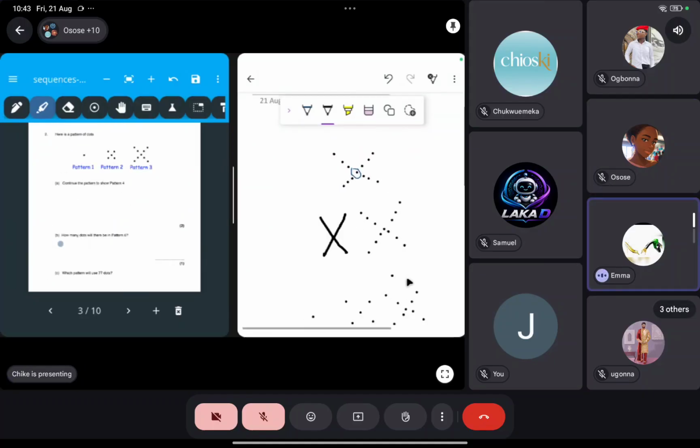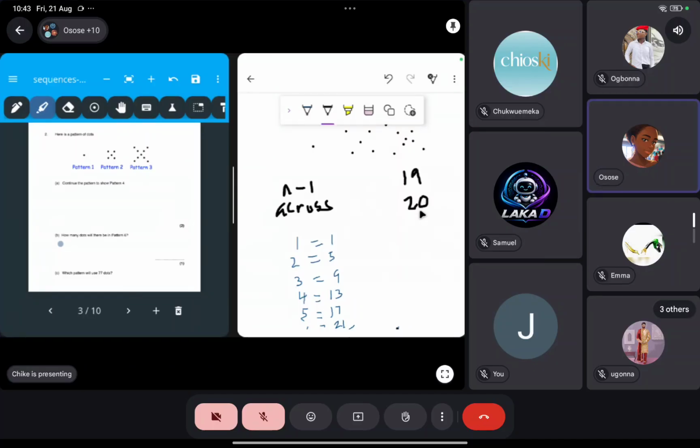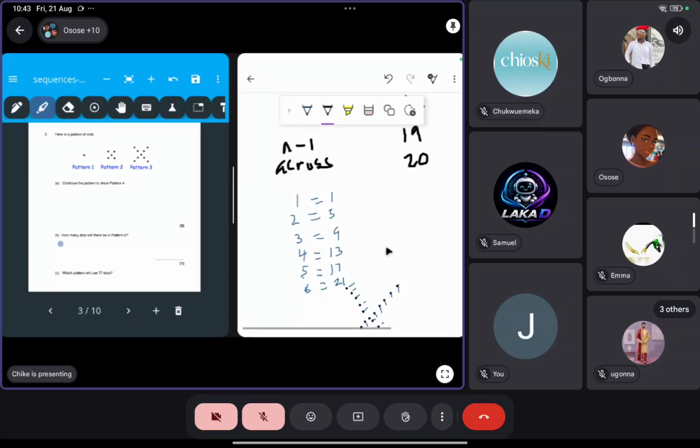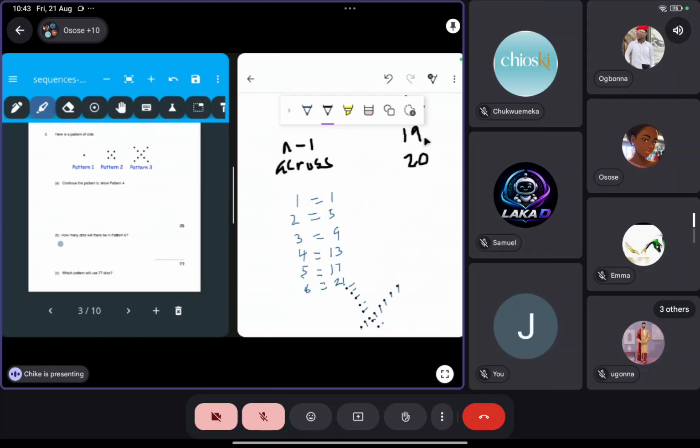Okay, we're having a pattern. I like it. Even our answers are in a pattern. Are we noticing? We have 19, we have 20, 21. Who will get 21? So let me explain.